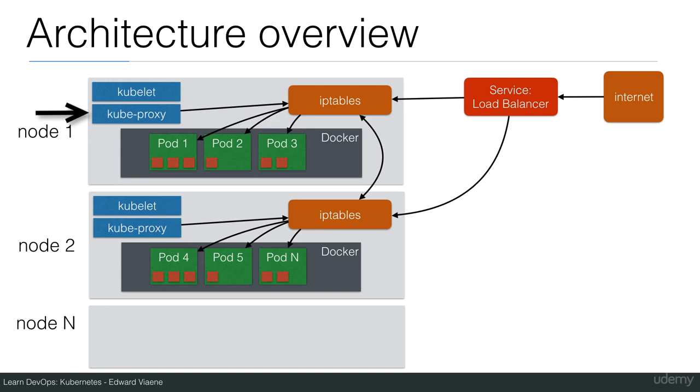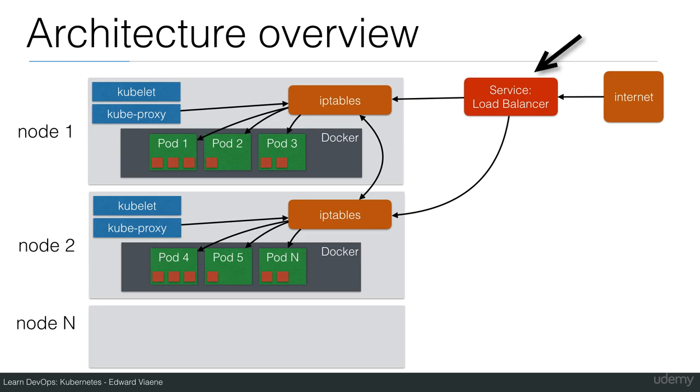The kube-proxy is going to feed its information about what pods are on this node to iptables. And iptables is the firewall in Linux and can route traffic. So whenever a new pod is launched, then kube-proxy is going to change the iptables rules to make sure that this pod is routable within the cluster.